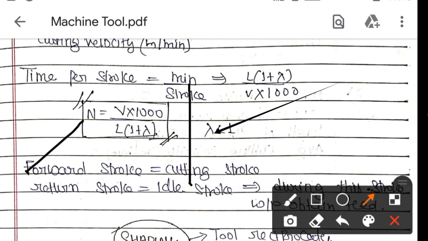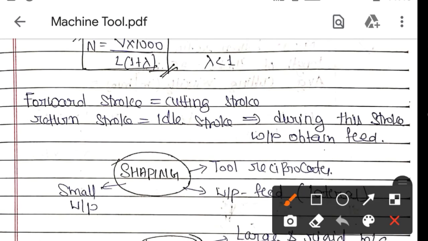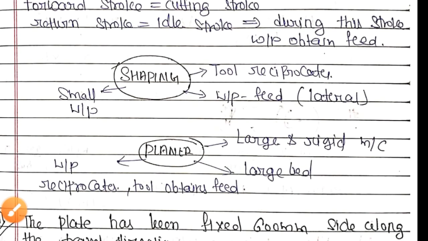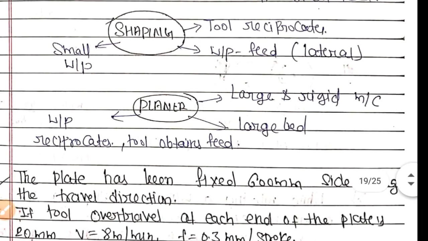Here the forward stroke is also known as the cutting stroke, and the return stroke is also known as the idle stroke. There is an interview question: why is it known as the idle stroke? It is known as the idle stroke because during this stroke the workpiece gets the feed and the tool doesn't remove material. That is why the return stroke is also known as the idle stroke. So these are the important points you need to keep in mind for exam or interview purposes.